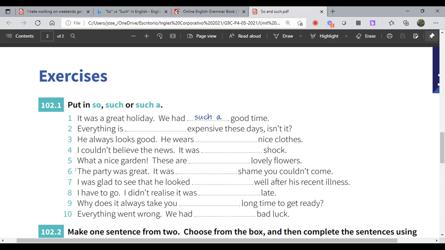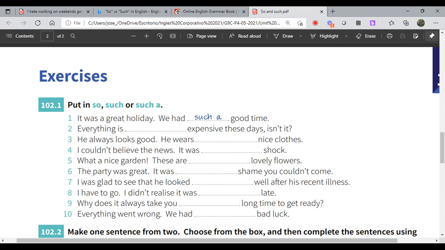Okay. Six. That party was great. It was so shame you couldn't come. It was such a shame you couldn't come. Or it was such shame you couldn't come. La fiesta estuvo genial. Estuvo buena. Fue una lástima o una gran lástima, una gran pena. Sí, una gran lástima. ¿Qué pena puede decir? Que no pudiste venir. Okay.